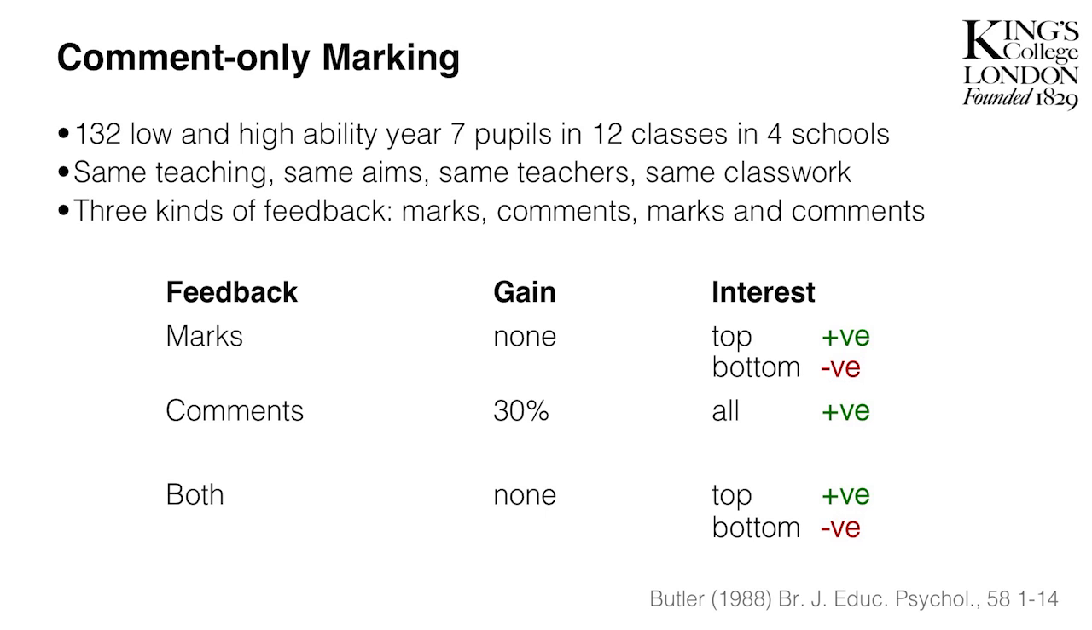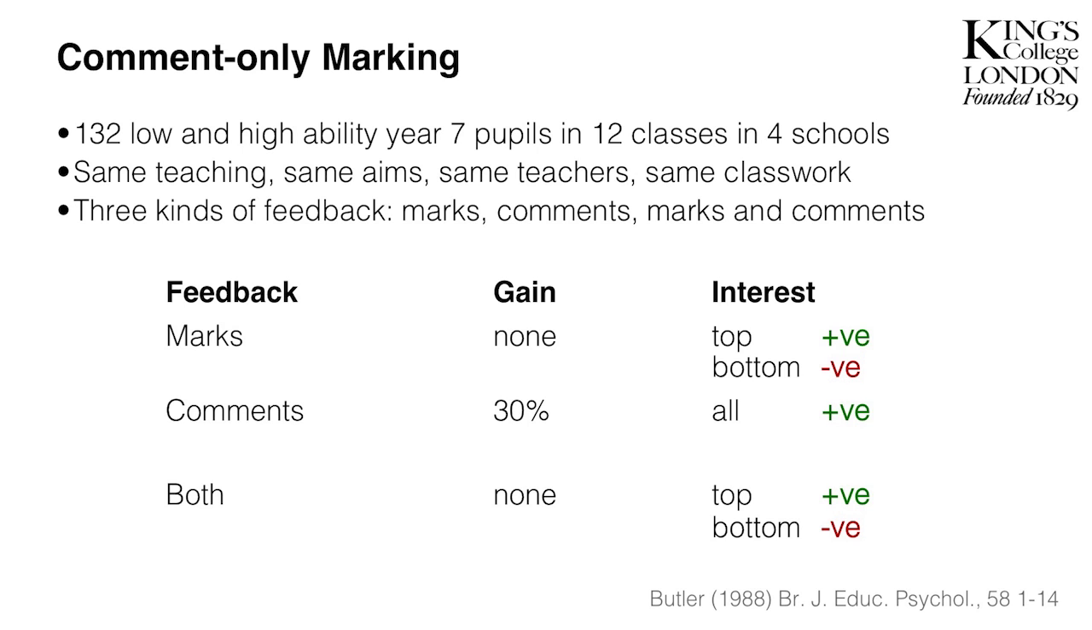The data were only collected for the top quartile and the bottom quartile of each class, which is why there are only 132. But with that data, the experiment consisted in giving all 12 classes the same teaching, the same aims, the same teachers, the same classwork. But there were 3 kinds of feedback. One third of the classes were given feedback as marks on written work they had to produce during the teaching. Another third were given only comments on the written work they produced during the teaching. And the third group were given both marks and comments together.